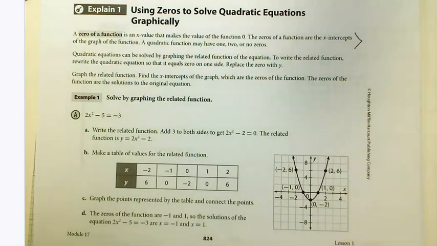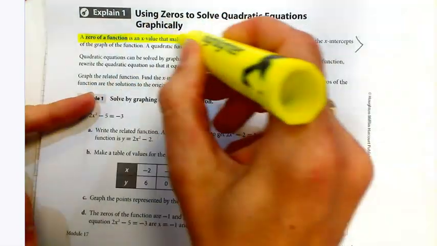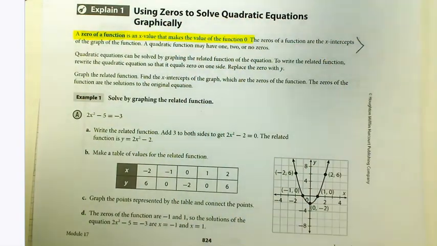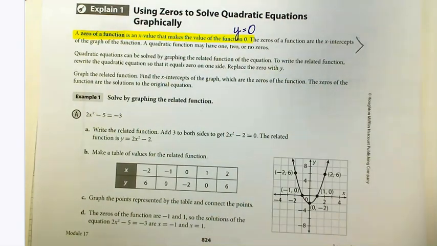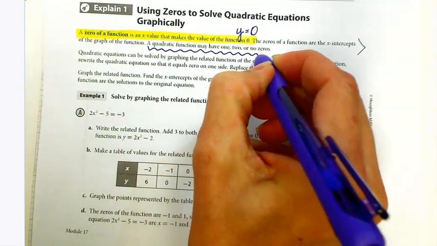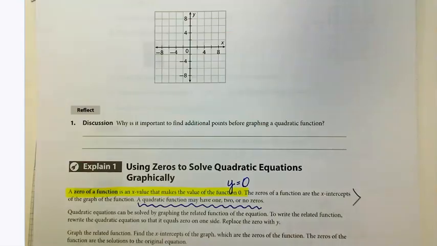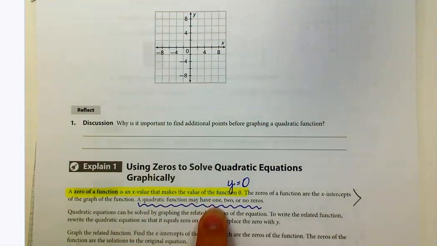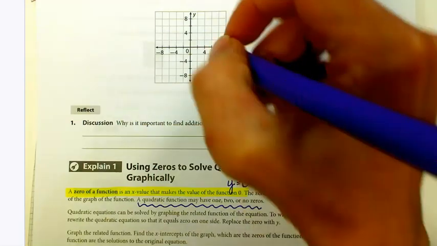All right, but let me talk about this real quickly. A zero of a function is any x value that makes y equal 0, okay? That makes the function equal to 0. Then let's talk about this. A quadratic function may have 1, 2, or no zeros. Okay, I'm going to take this sentence right here. A quadratic function may have 1, 2, or no zeros. And I'm going to kind of reuse this graph up here on this page that I didn't actually use the last time.